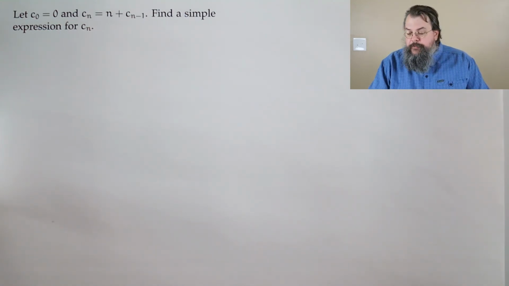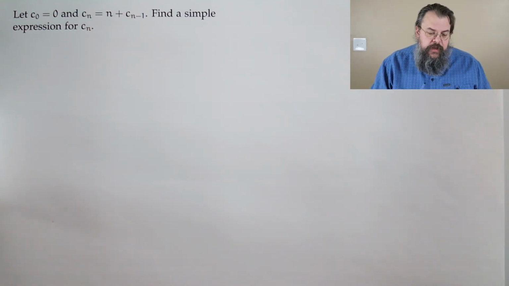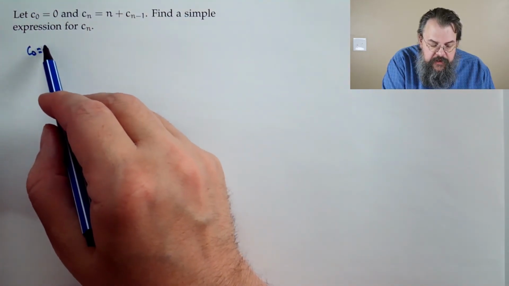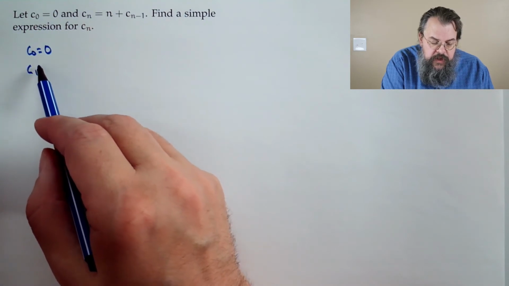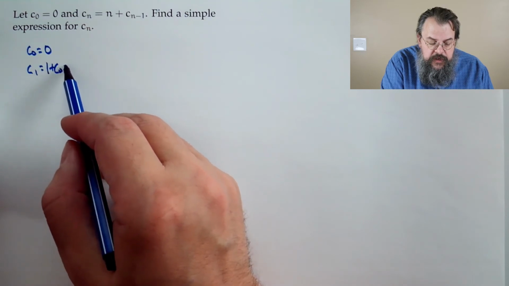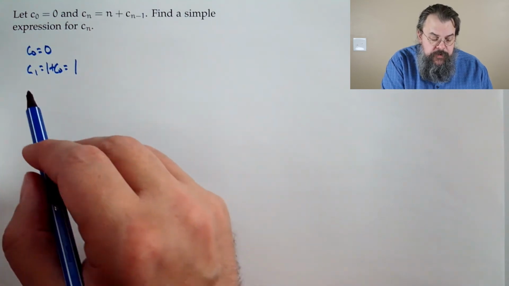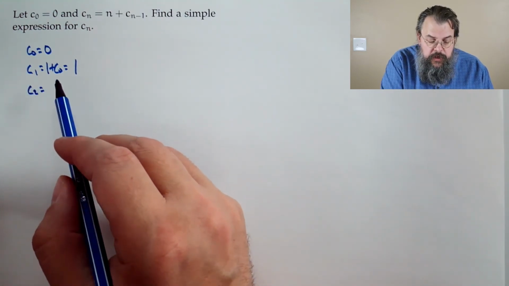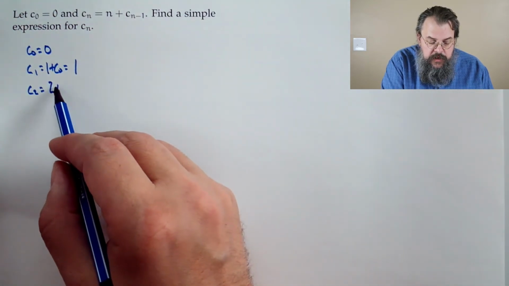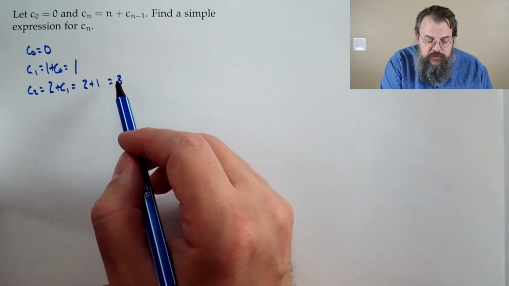Okay. All right. So let's see. What can we do? All right. Well, let's see if we can spot a pattern. C0 equals 0. Okay, that's easy. So C1, so that's n equals 1. 1 plus C0. Well, that's 1 plus 0. Okay, it's just 1. C2, well, that's 2 plus C1. So we can write that as 2 plus 1. Or if we want to, we could write that as 3.